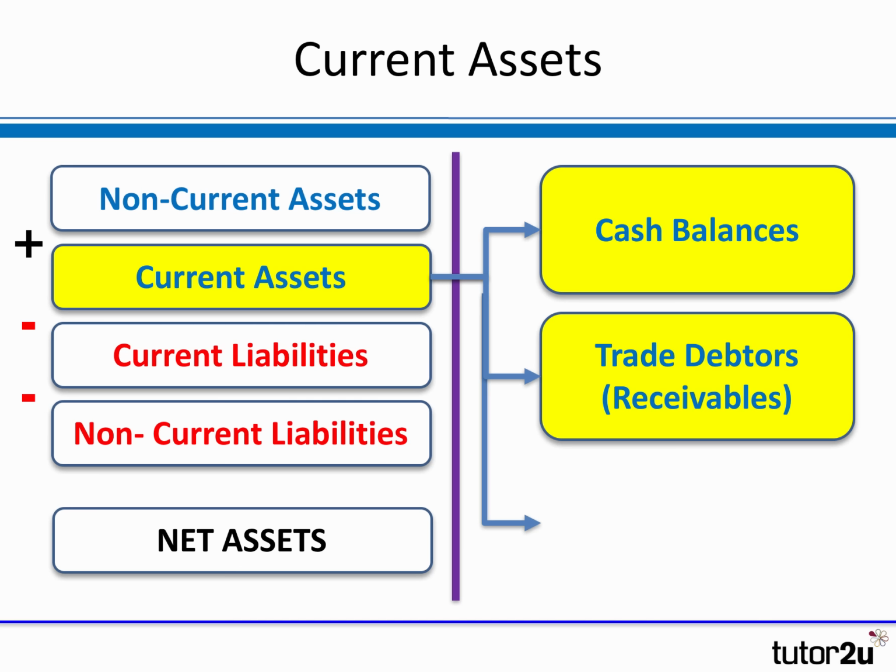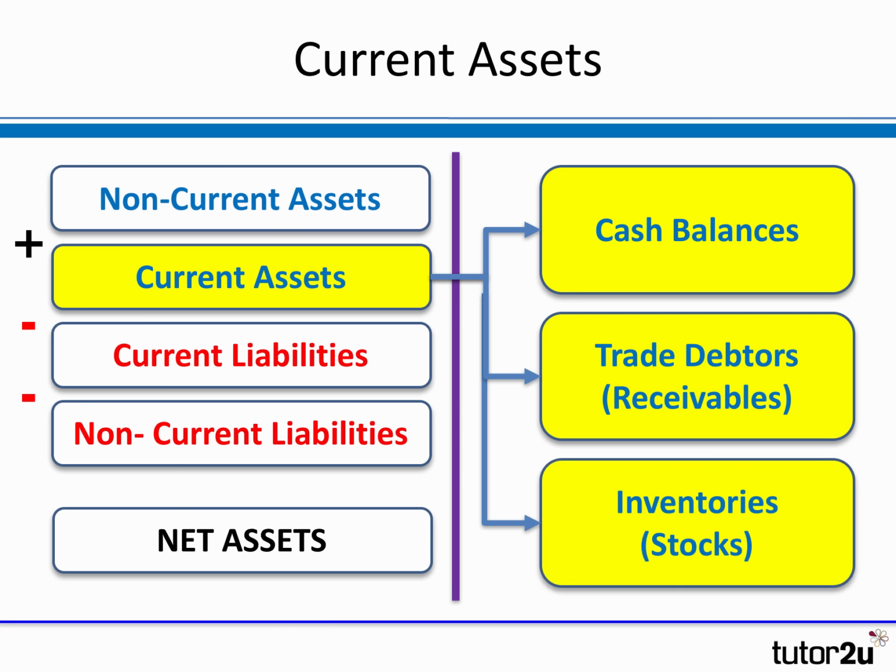So trade receivables, trade debtors, and of course you may have used that number if you're looking at the receivables days figure. And the third main type of current asset that you'll come across in the balance sheet is inventories, or sometimes also known as stocks. There are other types of current assets like prepayments and other debtors, but those are the three main types of current assets that you'll end up using on the balance sheet.